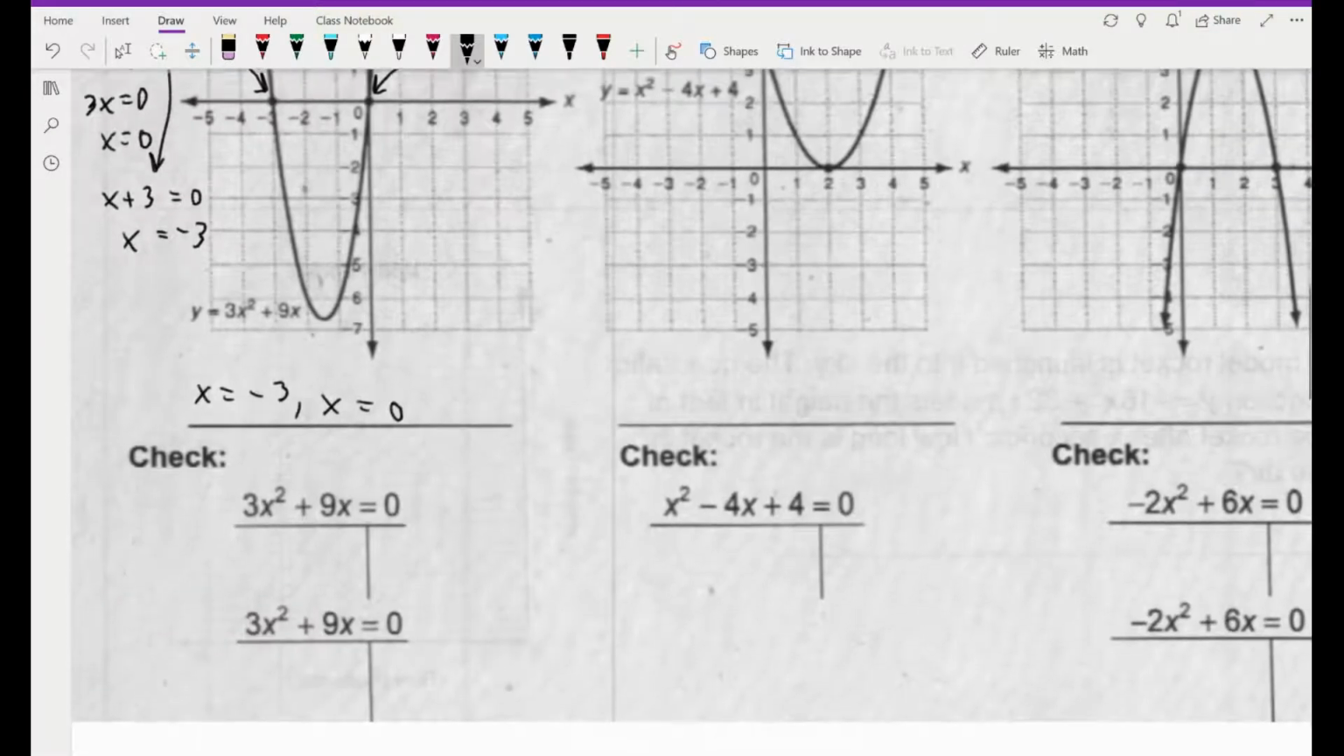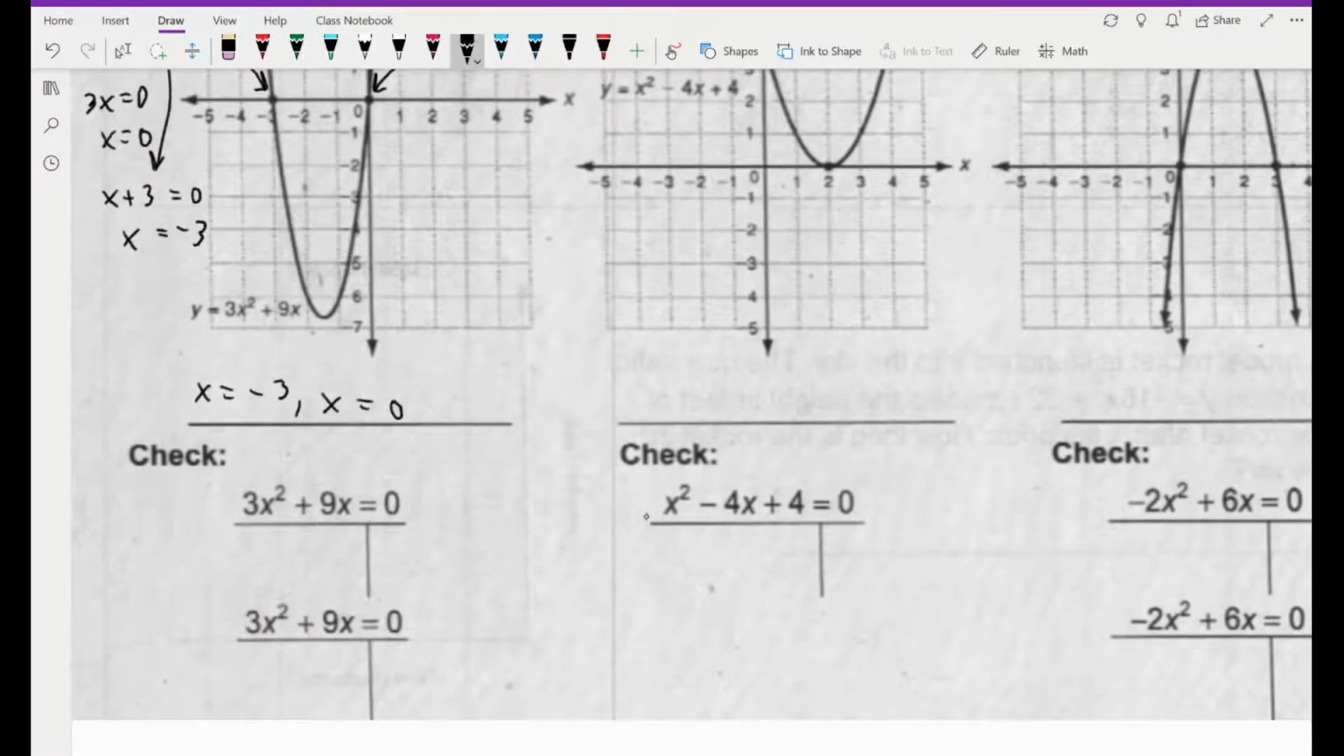Now, as far as a check goes, it actually wants us to check it on the worksheet. So if we plug in x equals -3, we'll do 3 times -3 squared plus 9 times -3. And it should all equal 0. -3 squared is 9. 9 times 3 is 27. 27 minus 27. That does equal 0.